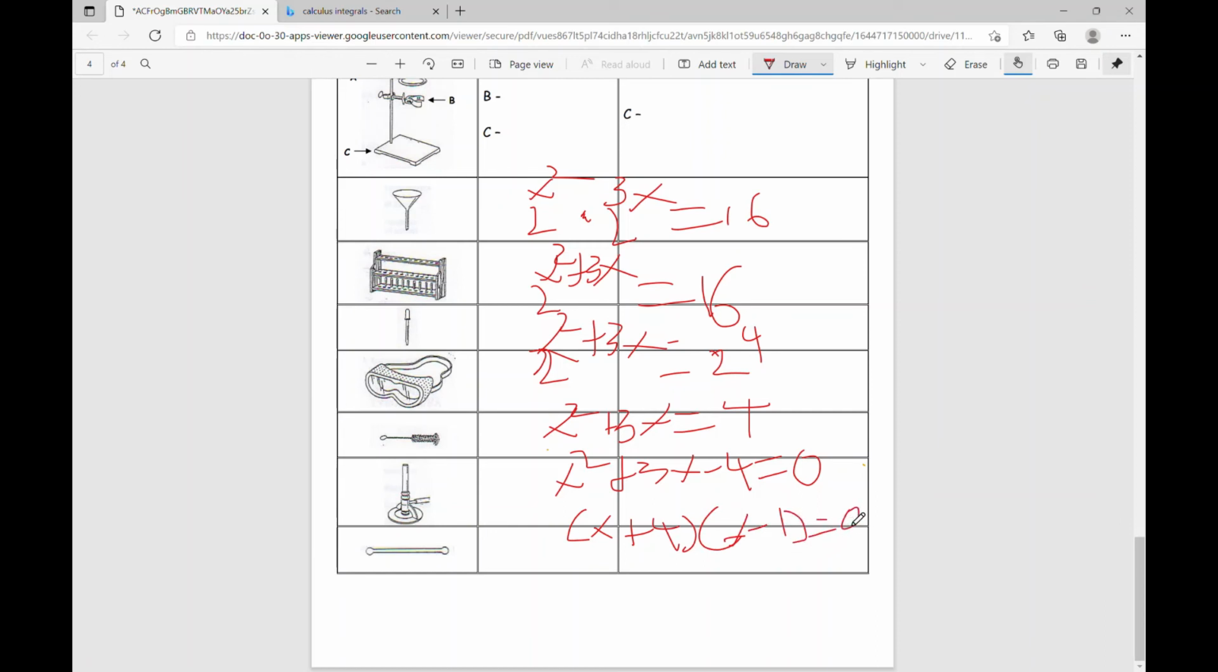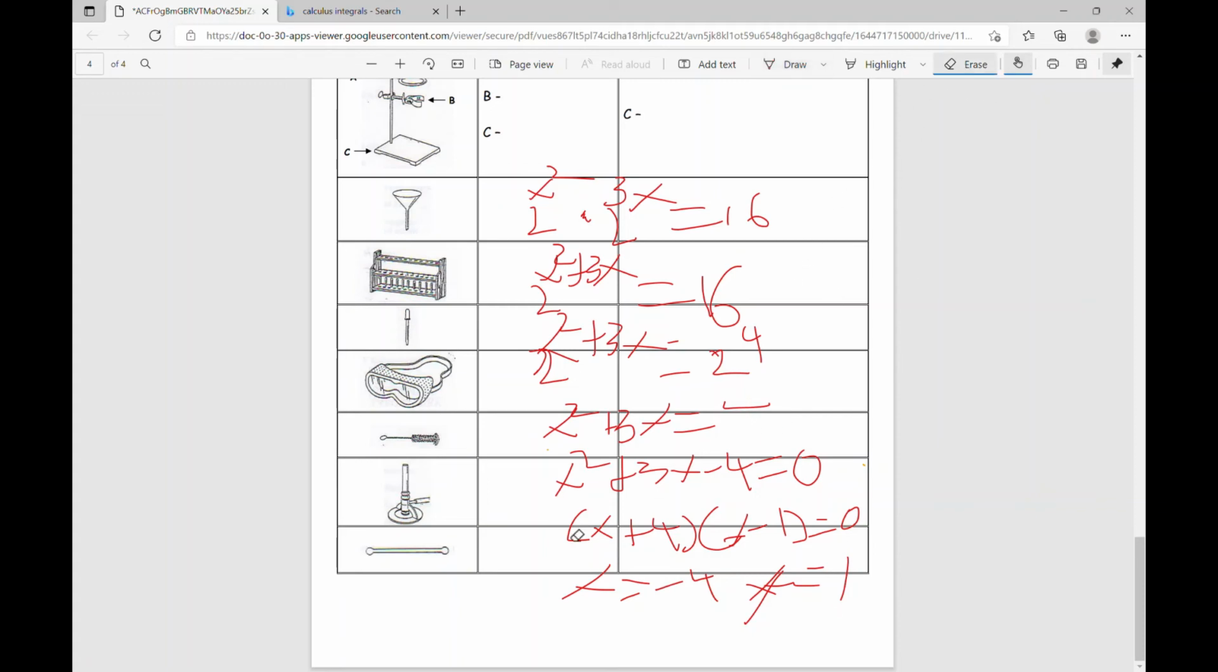Now, if x plus 4 is equal to 0, if we push that down, x is equal to negative 4. x minus 1 is equal to 0. If we use the zero product property, add 1, x equals 1. So those are the two solutions for this example.